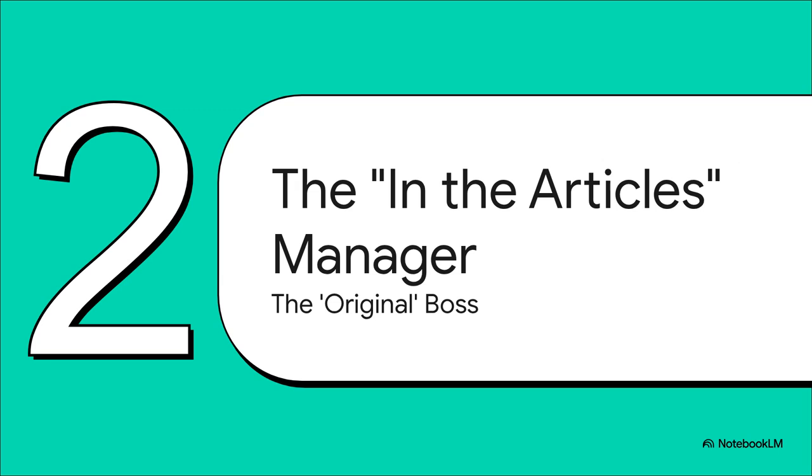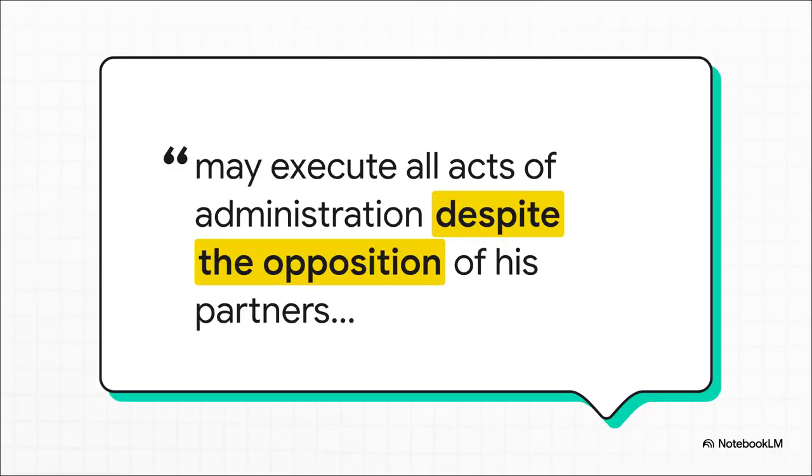All right, next up, the in the articles manager. We're talking about the original boss, the one who was named manager from day one. So check this out. Article 1800 says that if you're appointed manager in the Articles of Partnership, you can basically run the show, even if your partners are against it. Your authority is like baked into the company's DNA. The only thing that can stop you? Acting in bad faith. That's your only kryptonite.